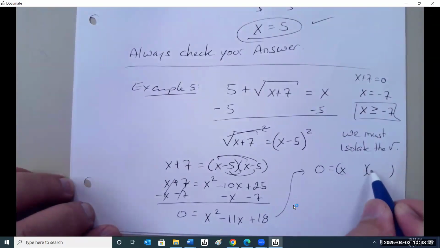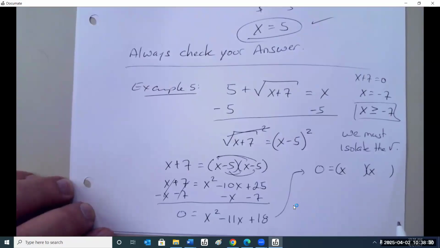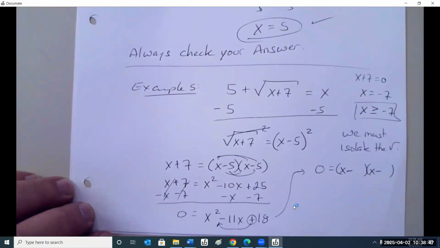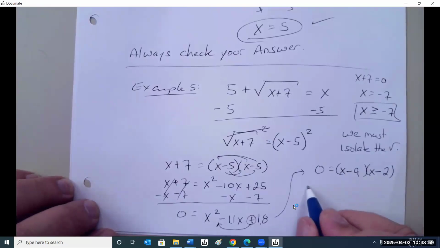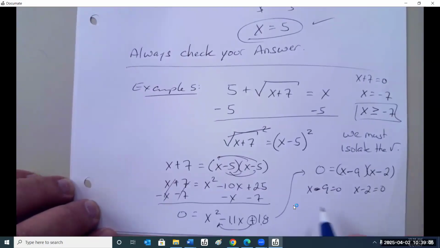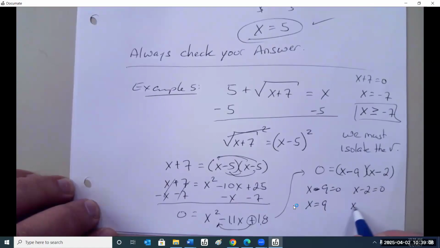So we have x and x. What signs go in there? Look at the second sign. It's a plus. The only way the second sign can be a plus is if they're the same. They're both going to be the first sign. They're both going to be negative. What times what is 18? When you add them, you get 11. So set those equal to 0. So x is equal to 9 and x is equal to 2.